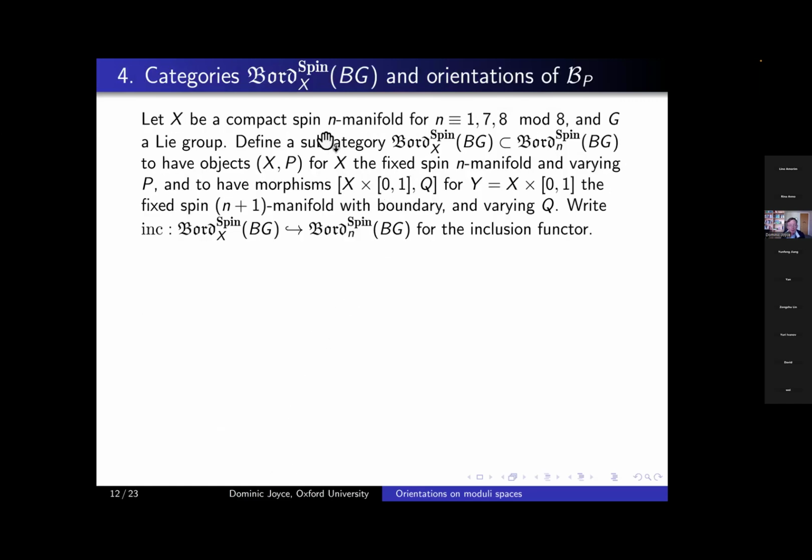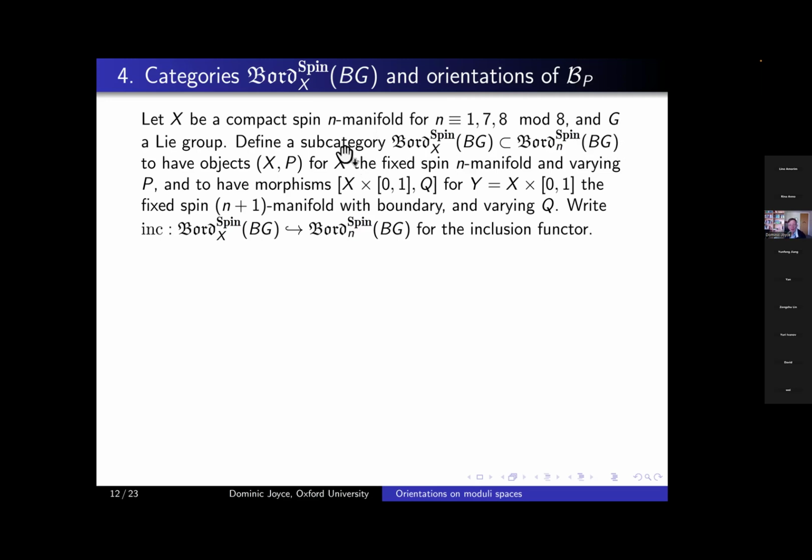Okay, so let's talk about how these things relate to orientations of BP. Let's take X to be a compact spin n-manifold. I'm going to restrict to n is 1, 7, or 8 mod 8 because in the other degrees, the spin bundles are either complex or quaternionic, and therefore the Dirac operators are kind of, there's no orientation problem there because complex or quaternionic vector spaces are automatically oriented. So these are basically the interesting degrees or dimensions in which Dirac operators have orientation problems.